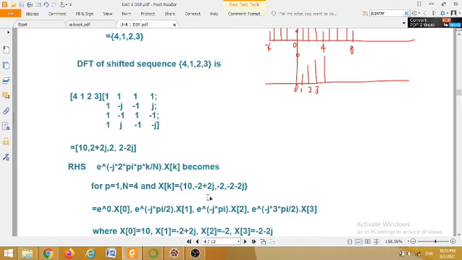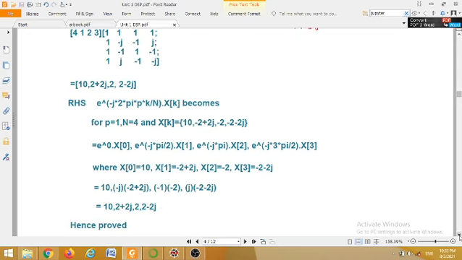Minus j multiplied by 2j gives 2 plus 2j, correct. This is given here as 2 plus 2j, and similarly here minus 2, multiplied by e power minus j pi. e power minus j pi is nothing but minus 1, so minus 1 into minus 2 gives 2, so that's given here.